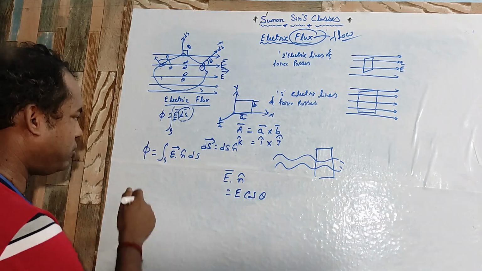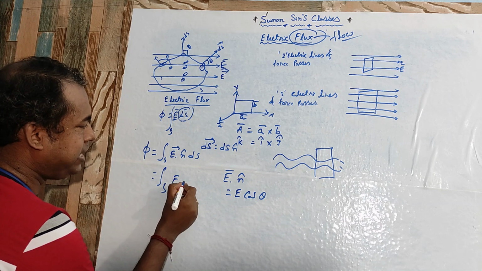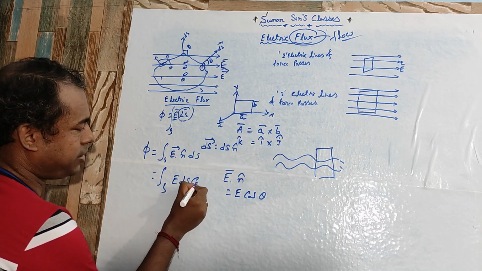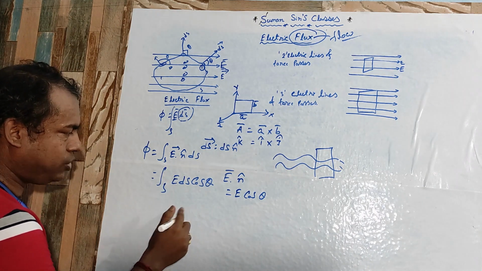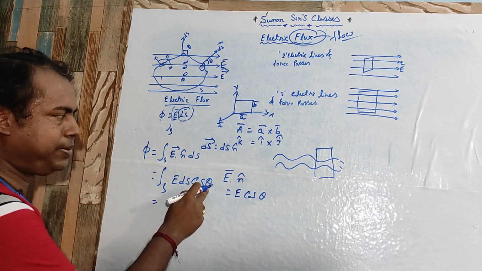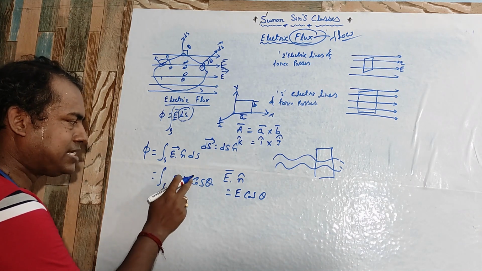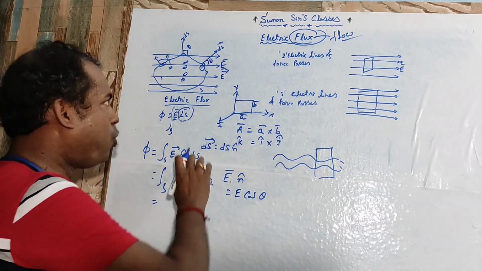Okay, so let's check it out again. So this one, S, equals E ds cos theta. So this is the value: E ds cos theta. Now in this case, E does not depend on the surface, cos theta does not depend on the surface, only ds depends on the surface of the area. So it is the ds over the surface.